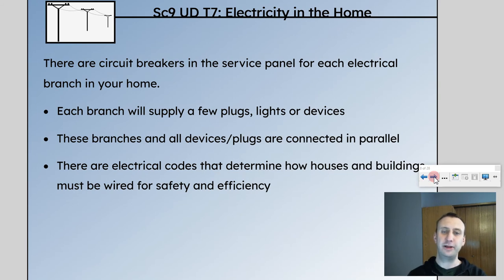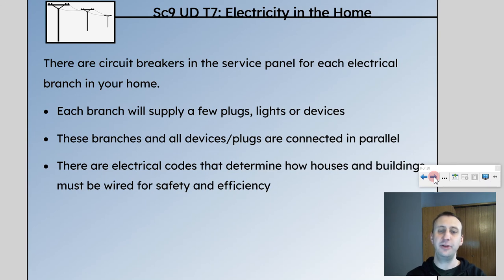There are circuit breakers in the service panel as well for each electrical branch in your home. Each branch will supply a few plugs, lights, or devices. Sometimes it'll be 1 or 2 rooms. You'll have a breaker that's devoted just to certain devices, like your clothes dryer and your oven. Really high current devices will have their own special breaker. And then you have breakers for, for example, kitchen outlets or whatever else.